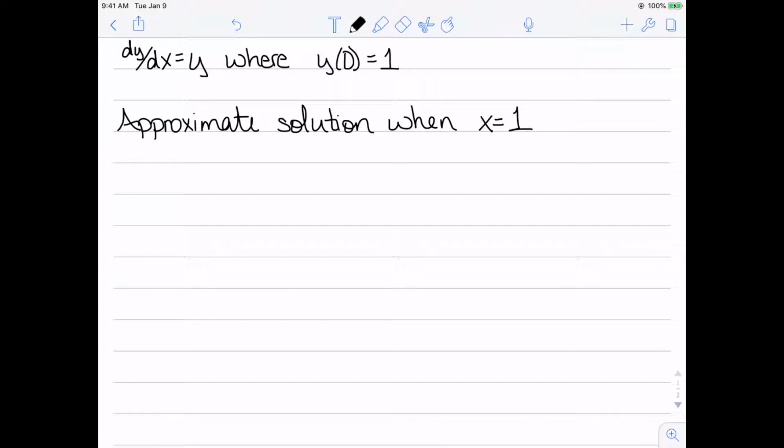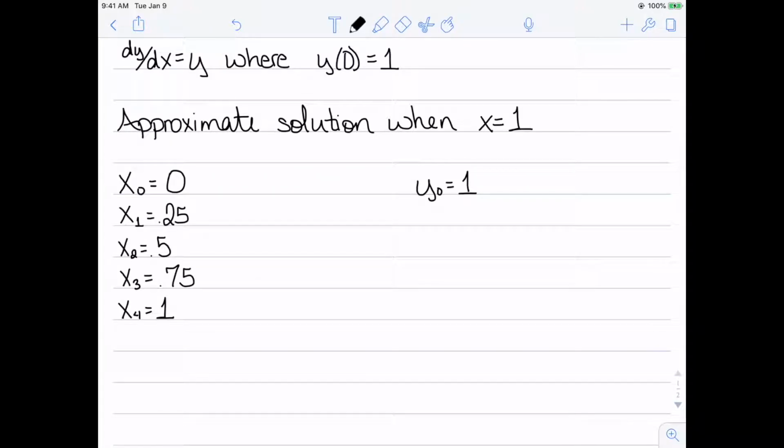So how do we go about doing this? Well, we're going to start with the point that we know: x0 is 0 and y0 is 1. And the idea is I want to slowly increment x to get it up to 1. I don't want to jump straight to x equal to 1. I want to take it in little pieces. The smaller I increment up, the better of an approximation it's going to be. We're going to increment up by 0.25, so by 1/4. In this case, we would have x1 is 0.25, x2 is 0.5, x3 is 0.75, and x4 is 1.